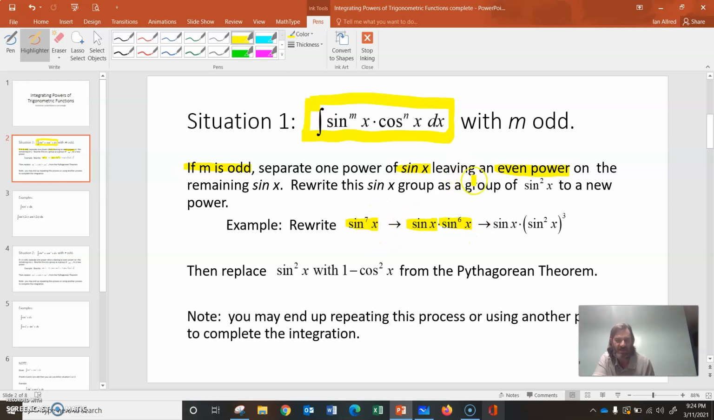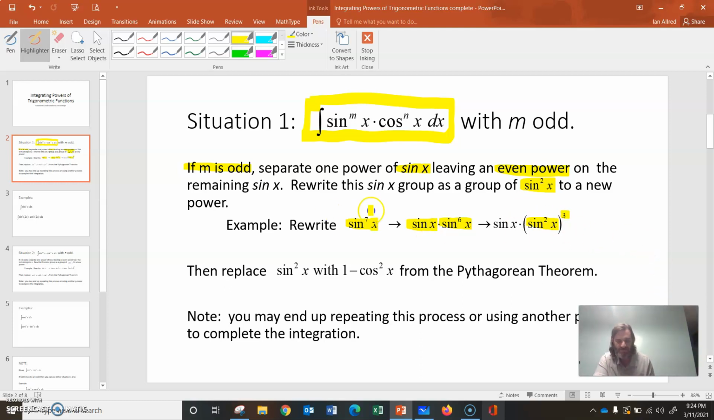Then I'm going to rewrite the even power, the sine to the 6th, as a bunch of sine squareds. So my sine to the 6th is now sine squared, cubed. If you take a look at that, that's still sine to the 7th. There's the one sine out front, and there are 3 groups of 2. So that's 6 plus 1, so that's still 7.